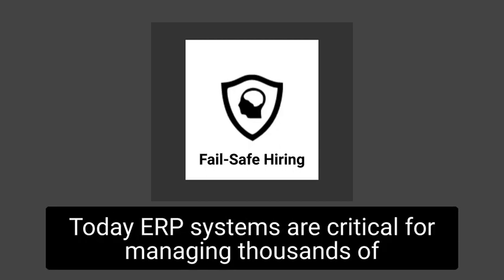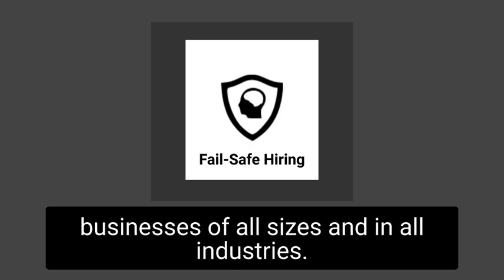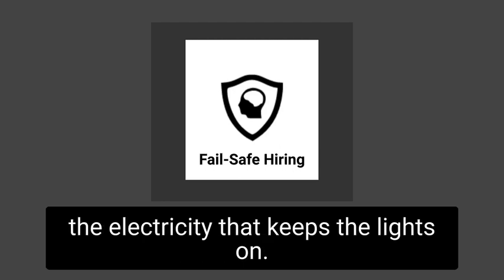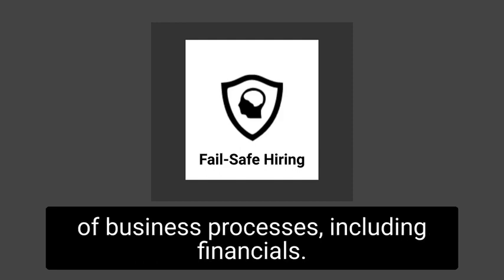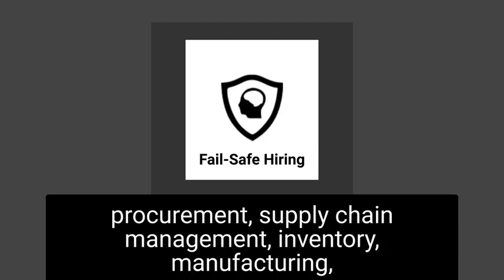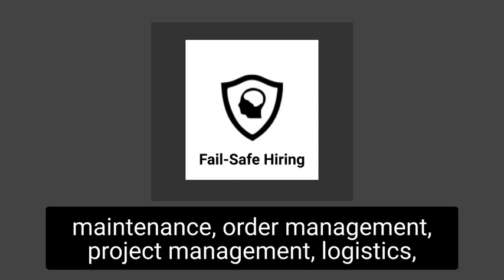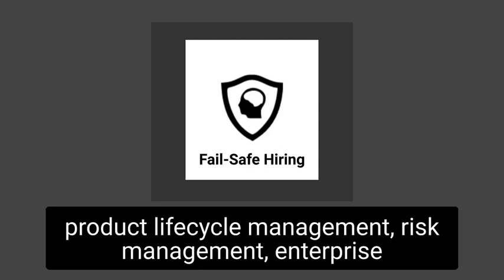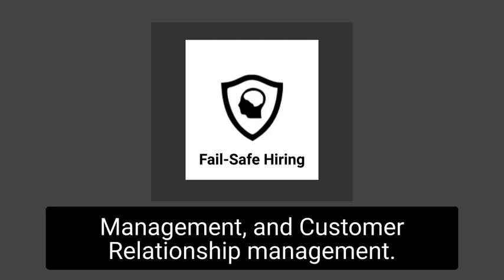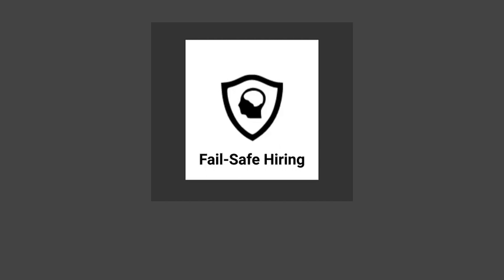Today, ERP systems are critical for managing thousands of businesses of all sizes and in all industries. To these companies, ERP is as indispensable as the electricity that keeps the lights on. ERP encompasses a wide range of business processes, including financials. ERP software can include capabilities for procurement, supply chain management, inventory, manufacturing, maintenance, order management, project management, logistics, product lifecycle management, risk management, enterprise performance management, EPM, human resources, human capital management, and customer relationship management, CRM.